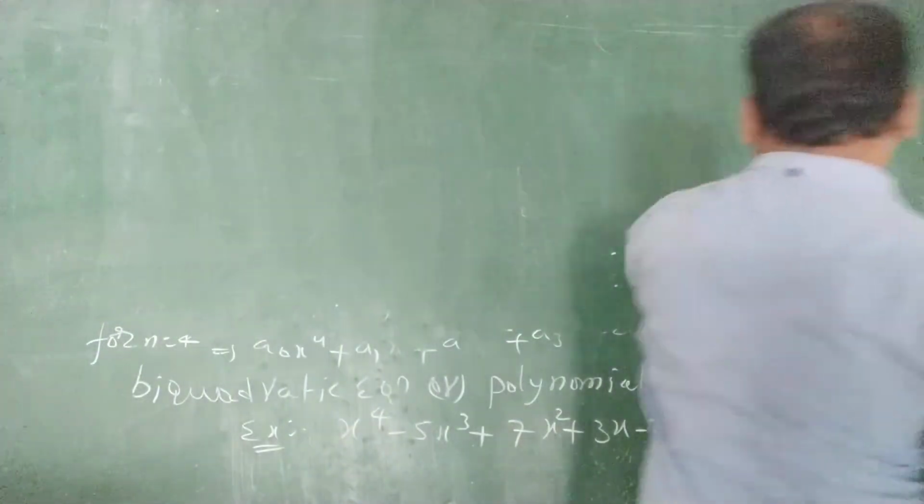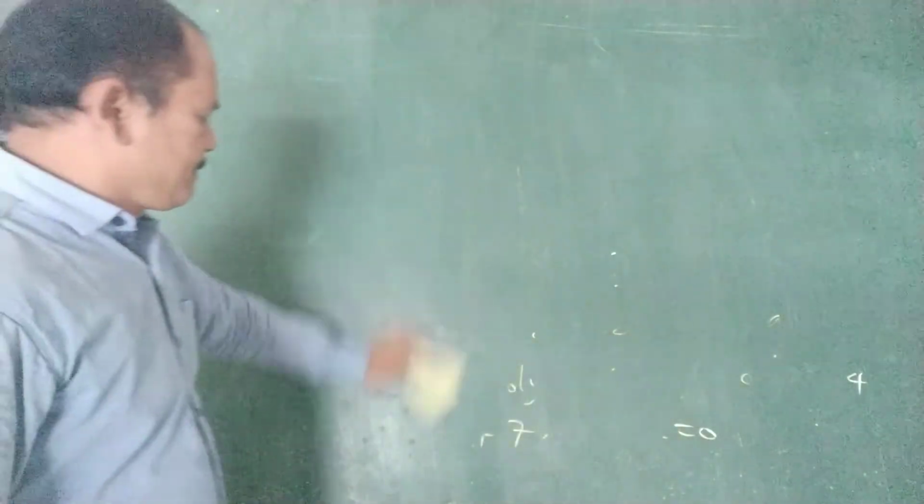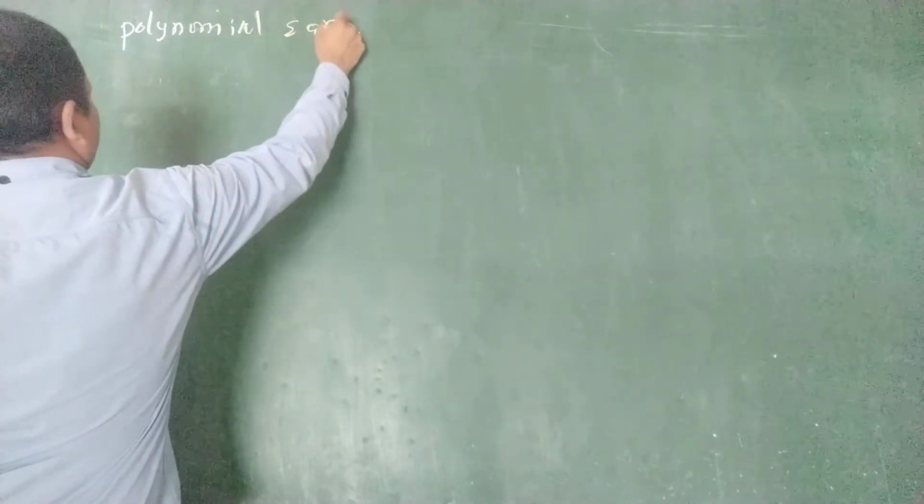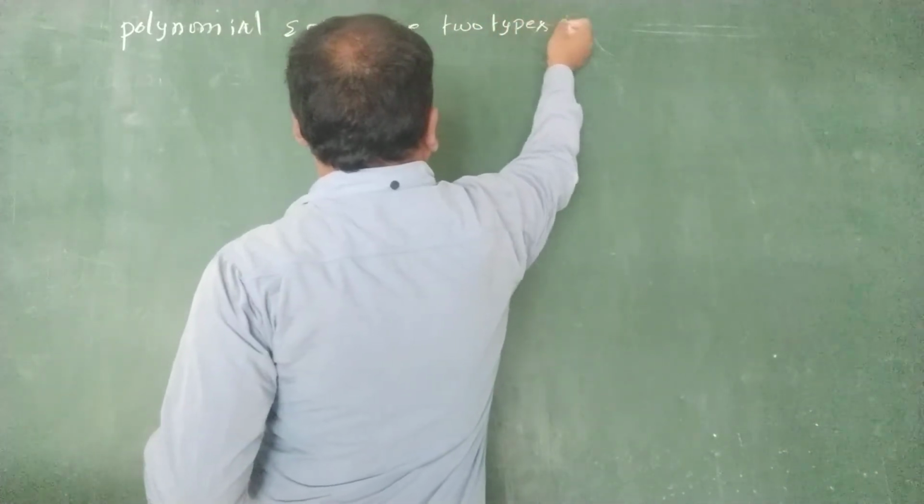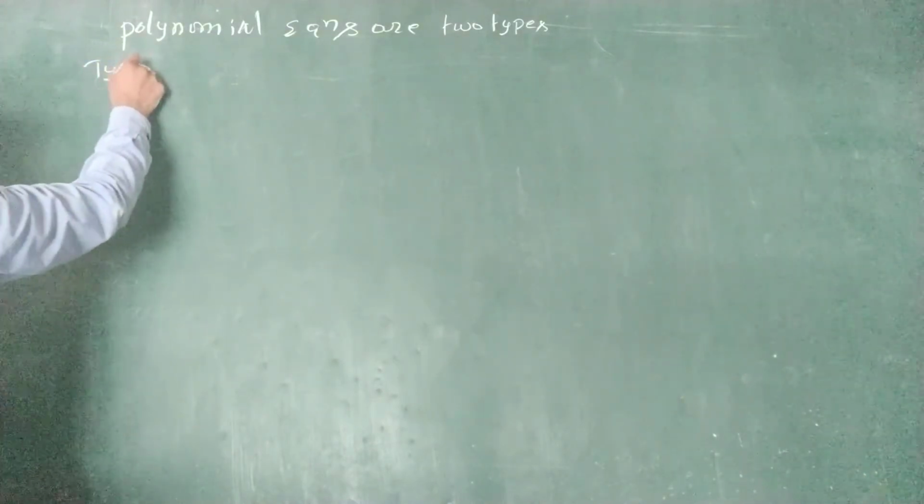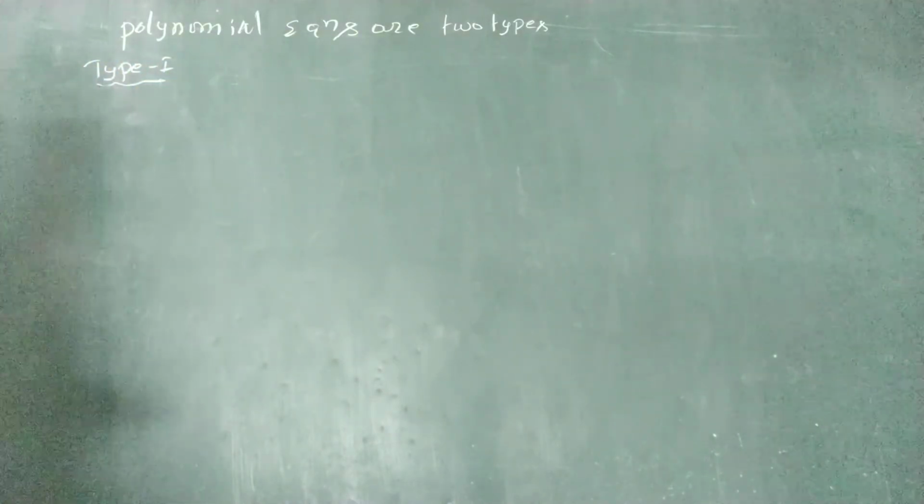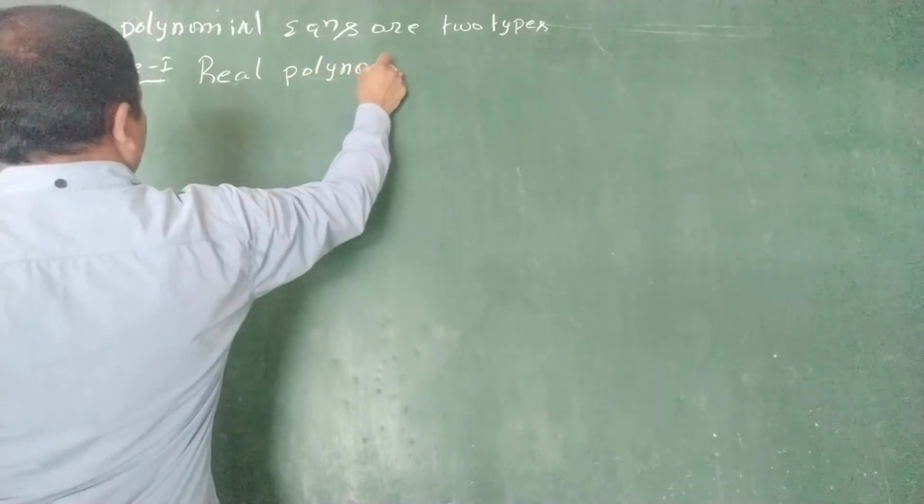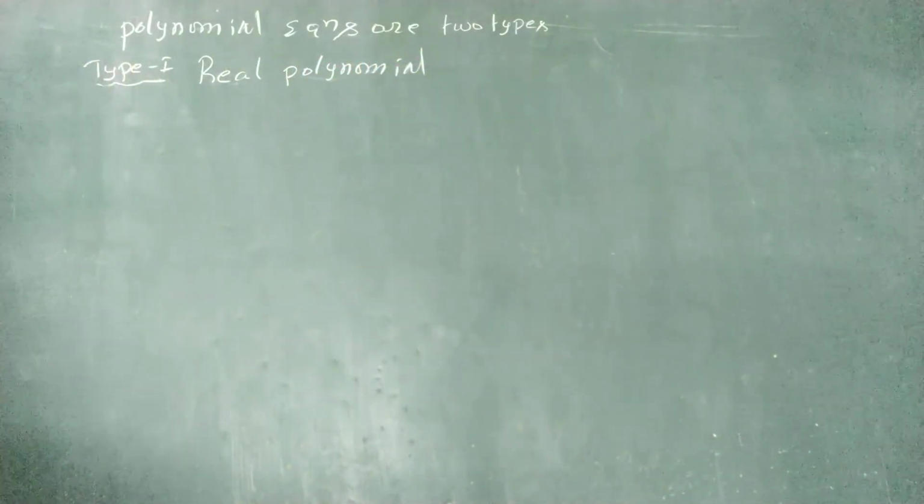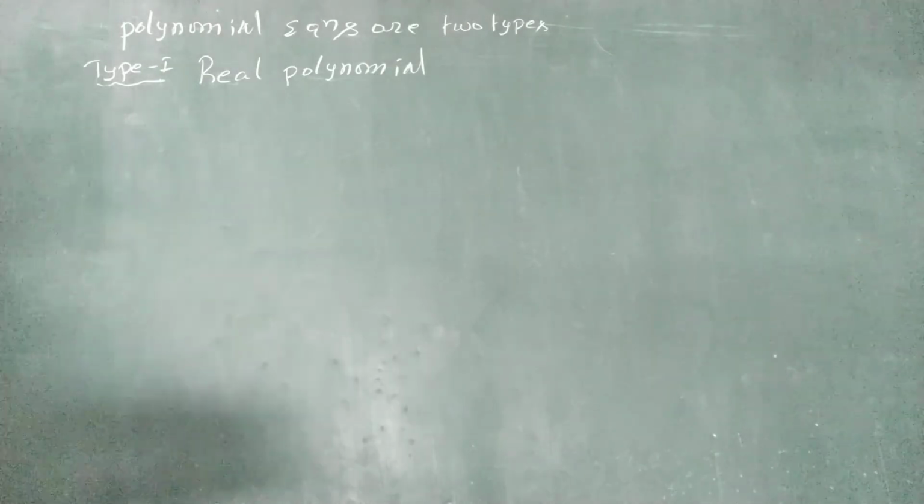Polynomial equations are of two types. Type 1 is real polynomial.